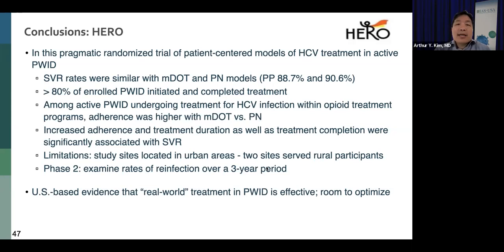But I think adherence was a bit higher when you looked at it more closely with the MDOT versus PN. MDOT is the directly observed therapy, which was recording either via that app or at the window.